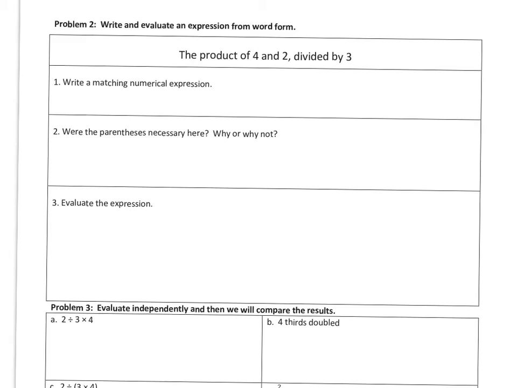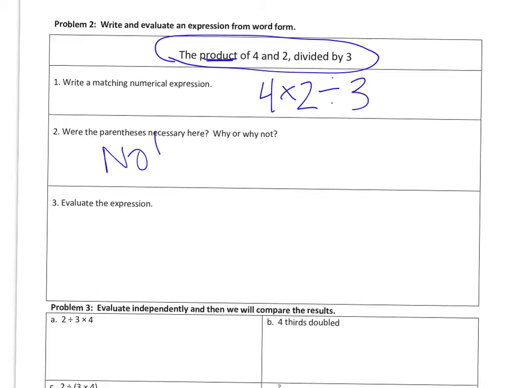So here they're not giving us a model, they're writing it out. So the product of 4 and 2 divided by 3. Well, I know the product means multiplication, so I got the product of 4 and 2, then divided by 3. Were the parentheses necessary? Nope. Because 4 times 2 divided by 3? Yep. Since I know that I multiply first in a math problem, so that's what I had to do.